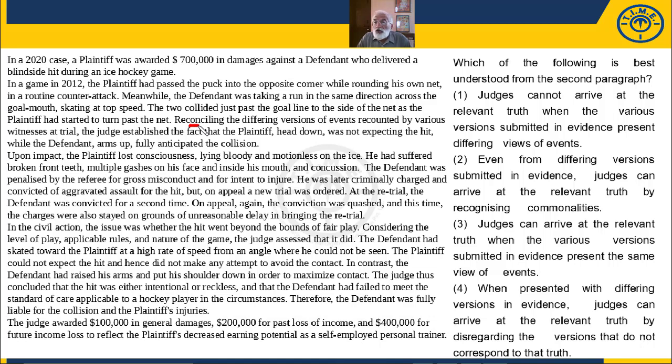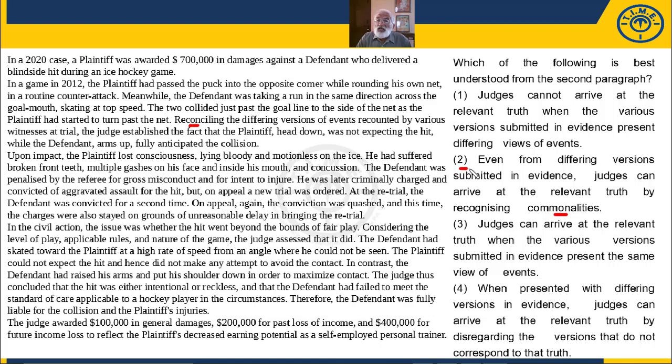So option 1, that judges cannot arrive at the truth, is out. We know that the judge did arrive at the truth looking at common aspects. Even from differing versions submitted in evidence, judges can arrive at the relevant truth by recognizing commonalities, which is the same thing as reconciling. So 2 then actually works, right? That we understand.